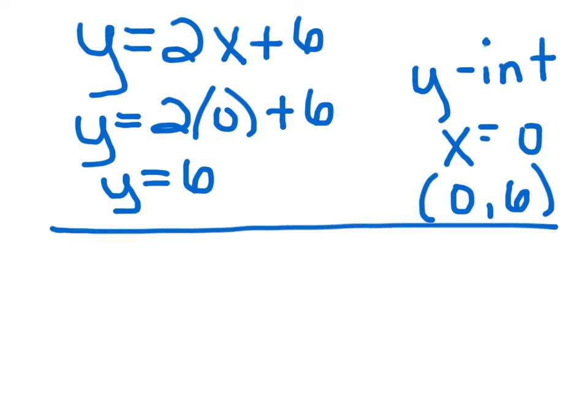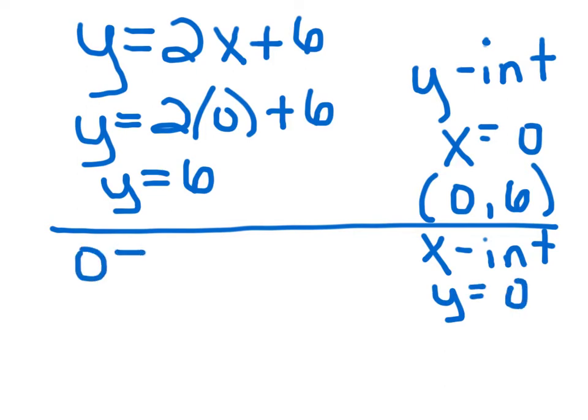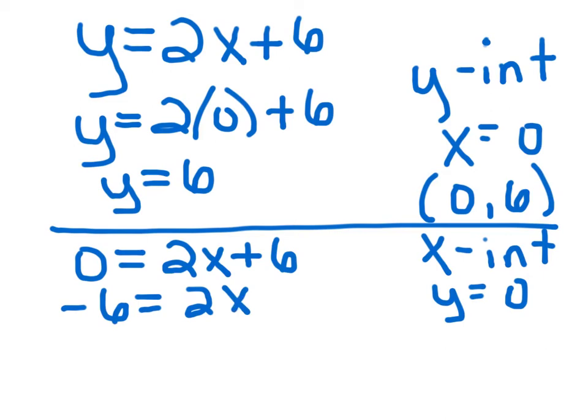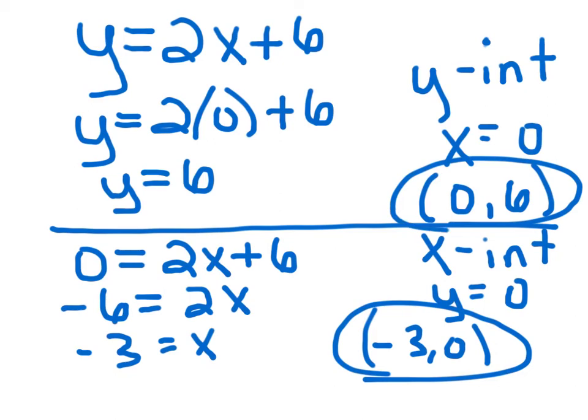If I want to find the x-intercept, I'm going to plug 0 in for y. 0 equals 2x plus 6. Subtract 6 from both sides. Negative 6 equals 2x. Divide by 2, and negative 3 equals x. So our intercept is (negative 3, 0), giving us our 2 intercepts that we saw on the graph.